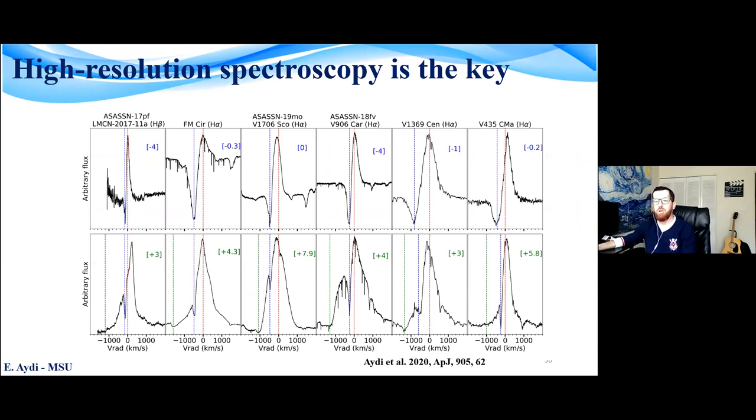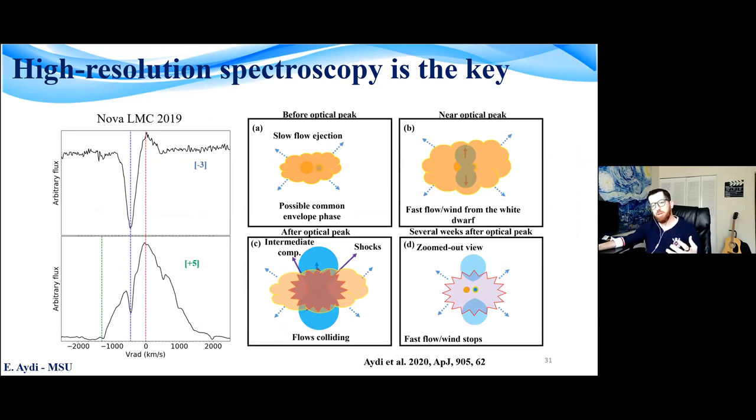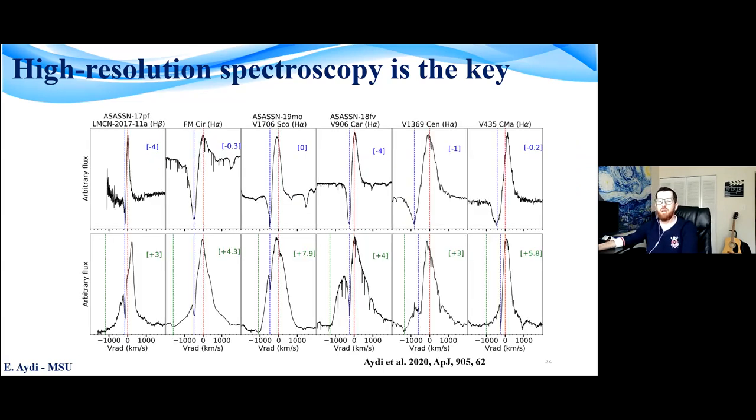Here I'm showing a sample where we first see a slow P Cygni profile before peak on top, and then after peak, a broad emission emerges with the P Cygni profile still superimposed on top of it. So this is very similar to what I just described for Nova V906 Car, where initially we have a slow dense flow manifesting as pre-maximum P Cygni profiles, and then we have a faster wind manifesting as broad emission. And when these two flows interact, they create shocks which emit gamma rays. The fact that this same spectral evolution is observed in all novae in our sample indicates that this two-flow scenario is probably universal.